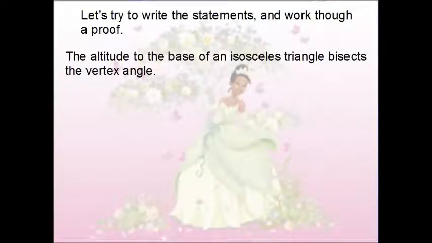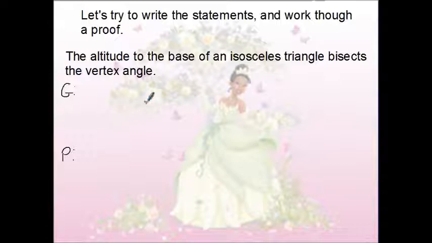Okay, so let's try and write the statements and work through the proof. So here's what we have. The altitude to the base of an isosceles triangle bisects the vertex angle. We're going to need to write down what our givens are, what we're trying to prove, and draw out a picture.